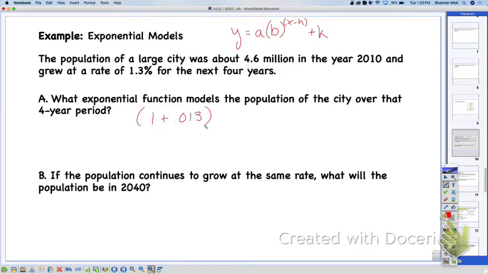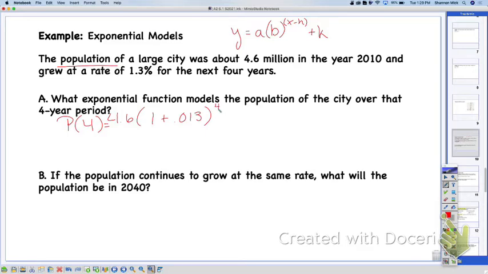4.6, that's my initial amount, isn't it? Okay, and we already used P. Why are we using P? What are we talking about? Population, and we're doing 4 years, yes? So we probably need to take this to the fourth, because we're going to do that 4 times, right? We're taking it times itself 4 times.